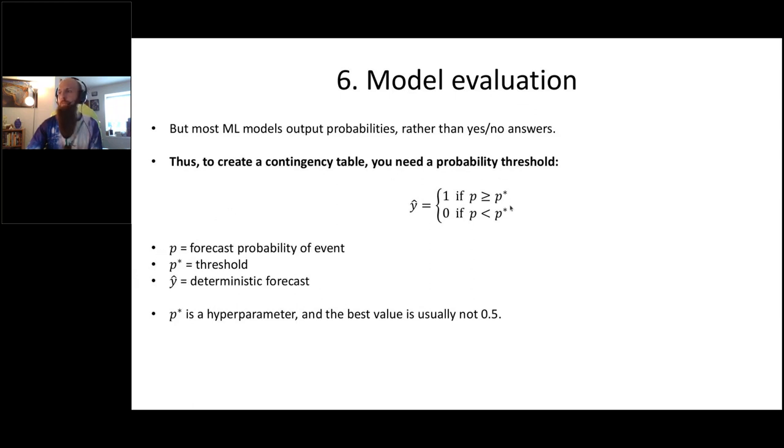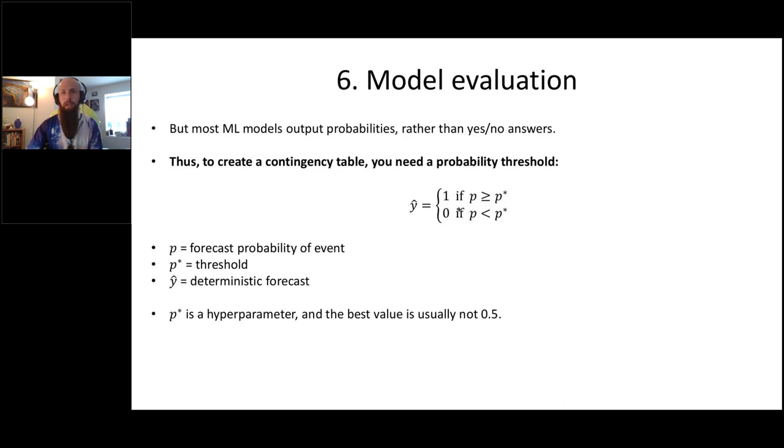So you need to choose a probability threshold, which is P star. And then the way you create your deterministic forecast is you just look at the probability. If the probability is greater than or equal to P star, you call the forecast a yes or a one. And if the probability you forecast is less than the threshold P star, then you call it a zero forecast or a no forecast.